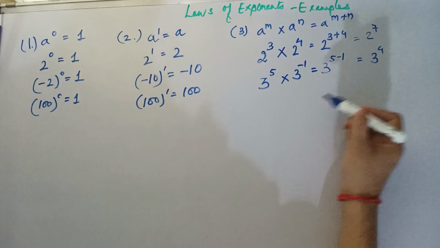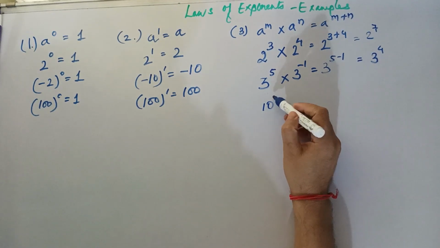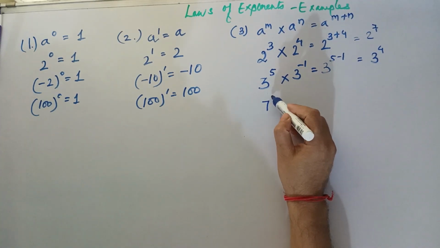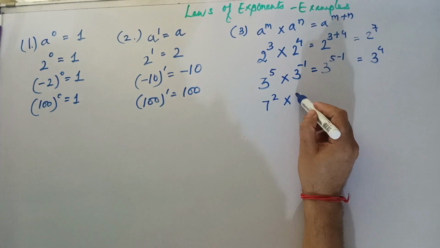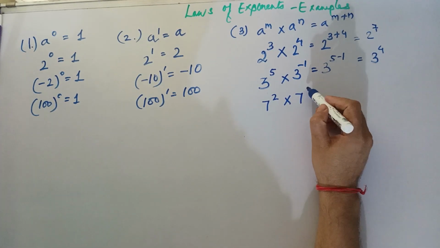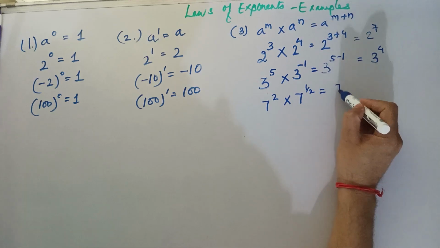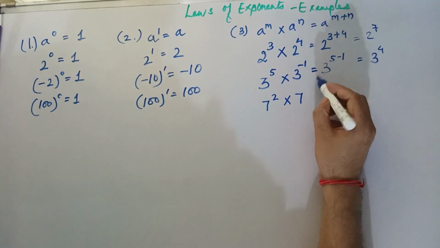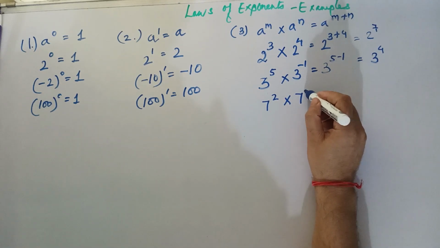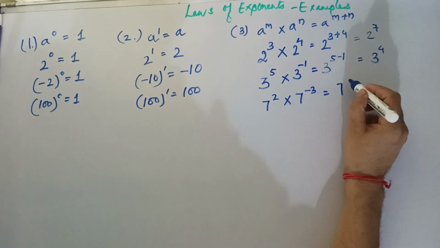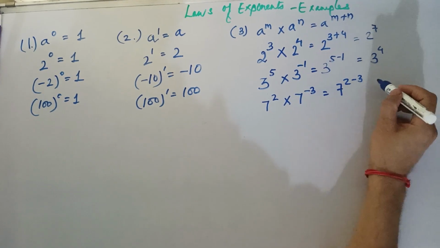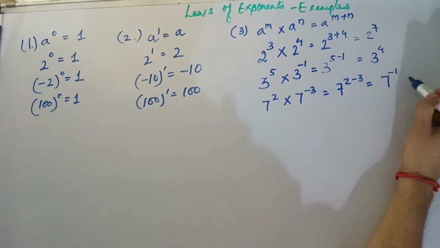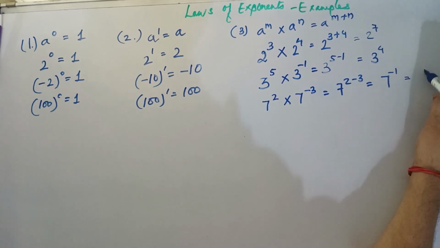Let's take 7 raised to 2 into 7 raised to minus 3. This will be equal to 7 raised to 2 minus 3. And this will be equal to 7 raised to minus 1. And this 7 raised to minus 1 will be equal to 1 upon 7.